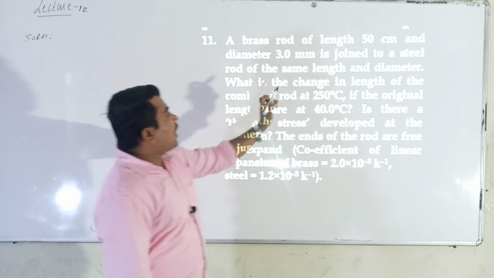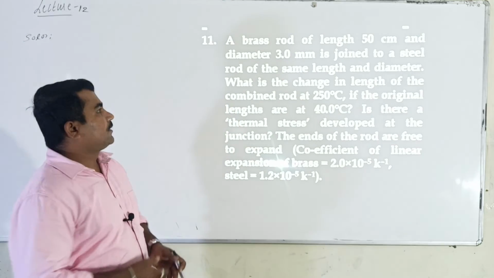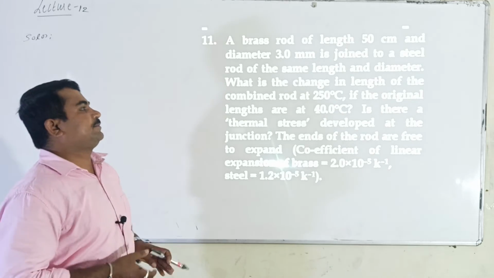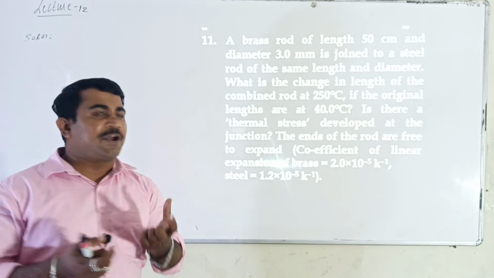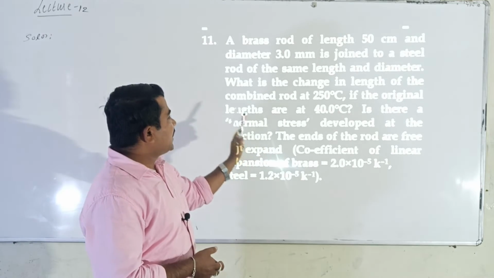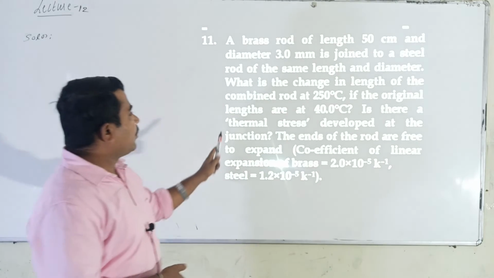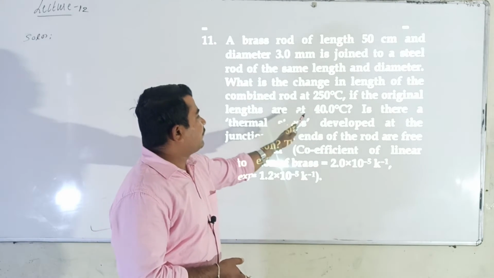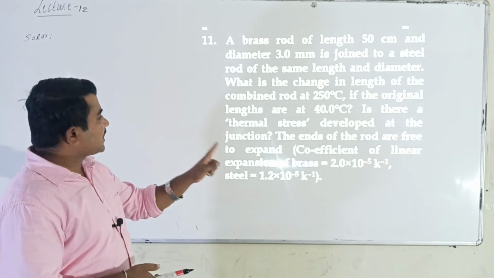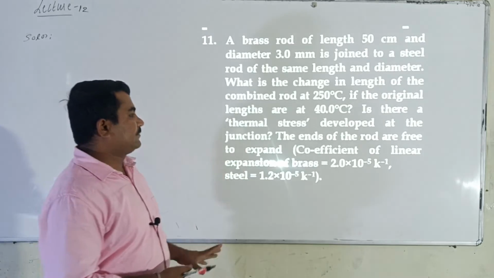A brass rod of length 50 centimeter and diameter 3 mm is joined to a steel rod of same length, same diameter. One brass and one steel are joined, same length and same diameter. What is the change in length of the combined rod at 250 degrees Celsius, if the original length was at 40 degrees Celsius? Is there thermal stress developed at the junction?